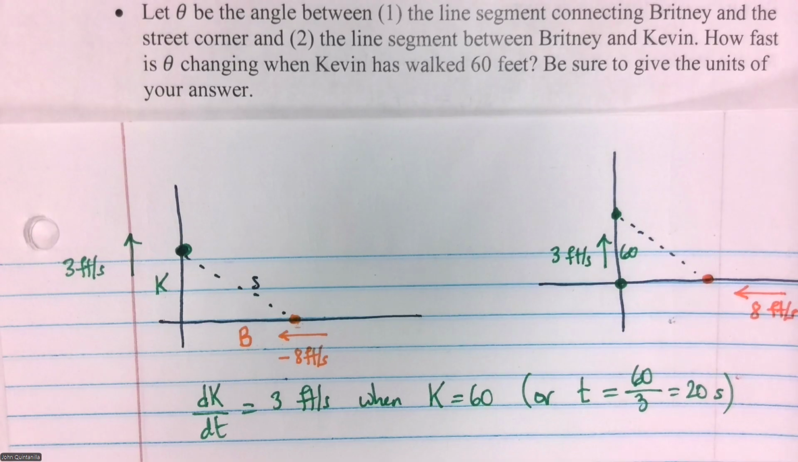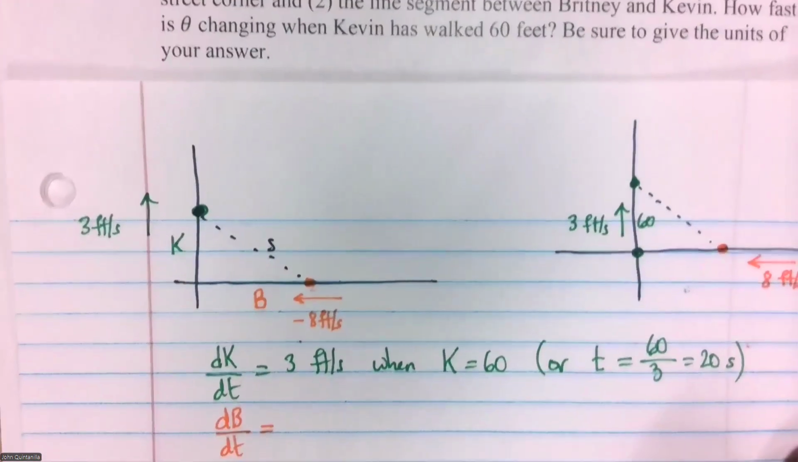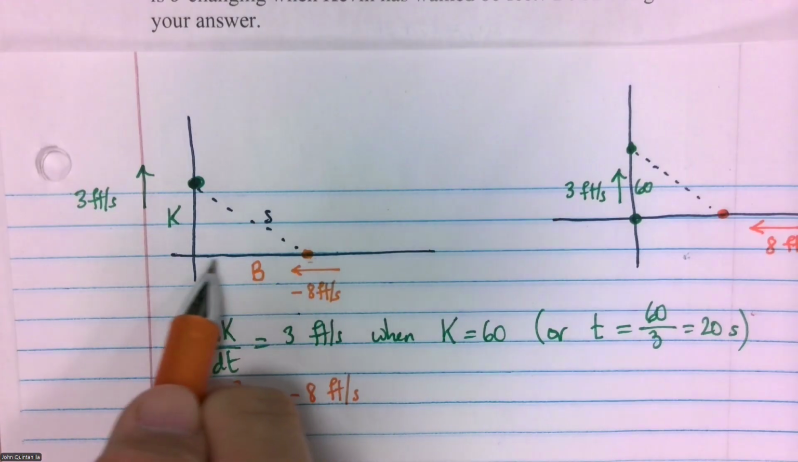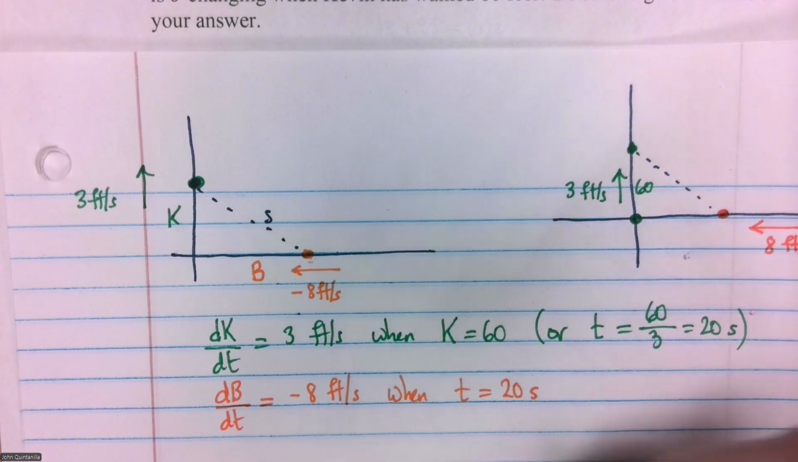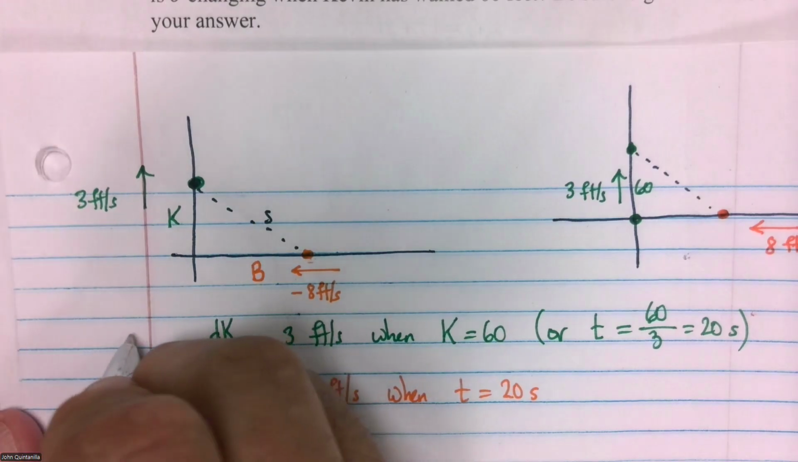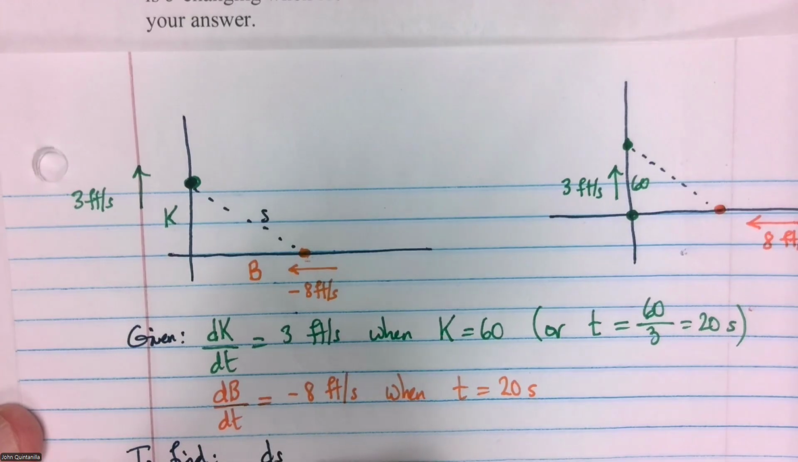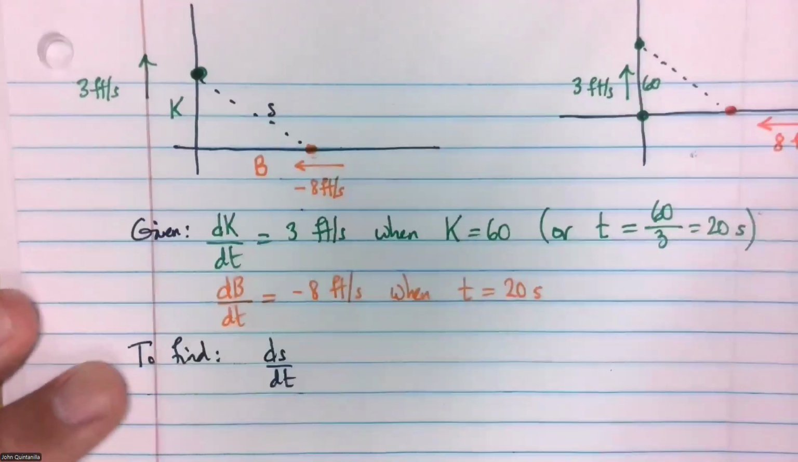So we're given that Kevin's distance from the street corner is increasing at 3 feet per second after 20 seconds. We're also given that db/dt is a constant negative 8 feet per second. It's negative because Brittany is getting closer and closer to the corner. That occurs at the same moment, when t is equal to 20 seconds. What we're trying to find is ds/dt, where s is the distance between Kevin and Brittany.